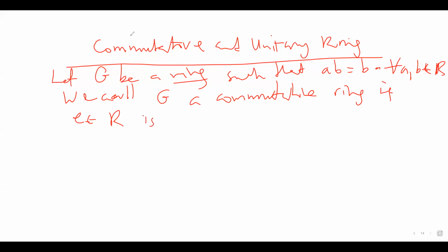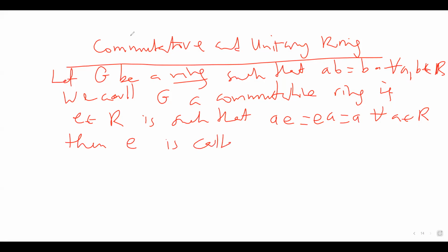such that ae is equal to ea is equal to a for all a also in R, then e is called the unity for the ring. And then we call it a unitary ring.